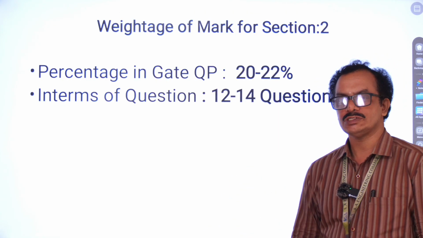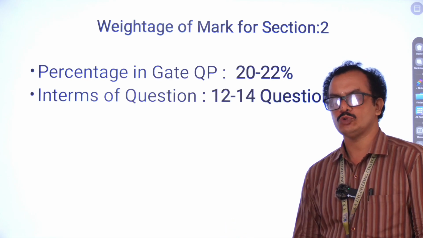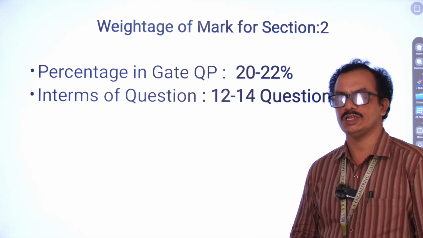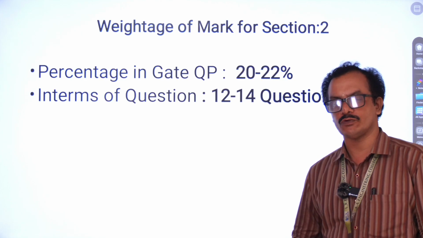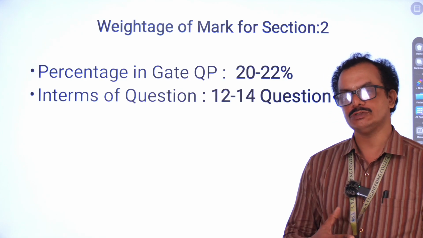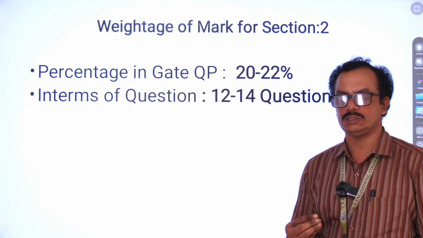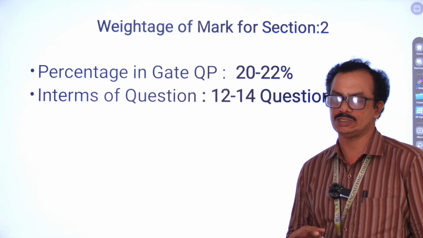Based on the percentage of the question paper, 20 to 22% will be from section 2. It comprises both networks and signals and systems. In terms of questions, you will get around 14 to 16, and of those, around 6 to 8 will be from signals and systems.